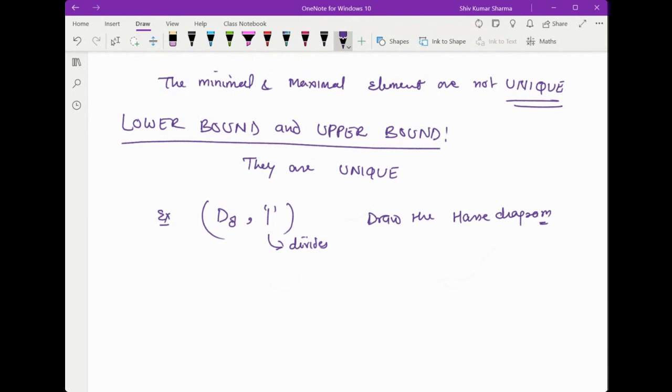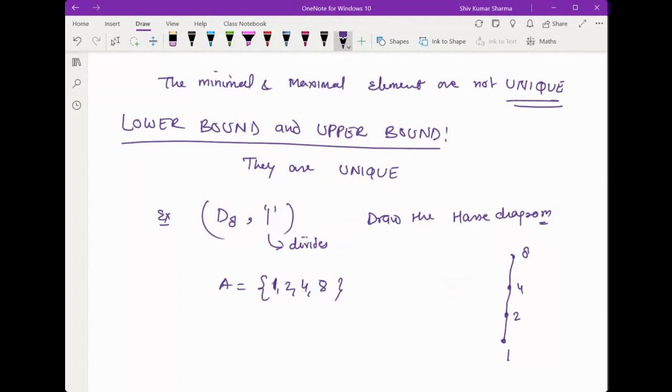So how many factors does 8 have? We write set A, or how to write factors? 1, 2, 4, 8. So 1, 2, 4, 8, and the relation is defined as it divides. So how to draw the Hasse diagram? We take 1, then 1 divides 2, then 2 divides 4, and 4 divides 8. So this is the Hasse diagram.